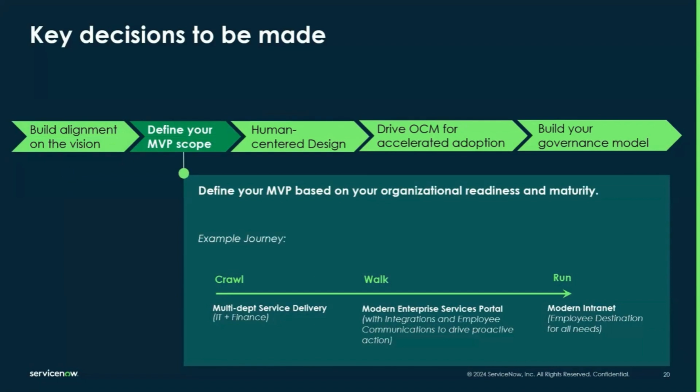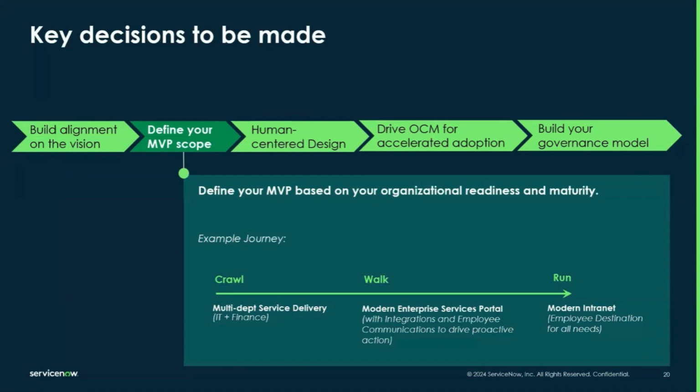We've got a great example here of what we call a crawl, walk, run approach. This isn't a one-size-fits-all solution, but it's a common path we've seen many organizations take successfully. In the crawl phase, you might start with multiple department services, focusing on key areas like IT and finance. This gets your feet wet and starts bringing value to the core of business functions. As you move into the walk phase, you're looking at a more modern enterprise service portal. This is where you start integrating more systems and incorporating employee communications to drive that proactive action. It's a big step up in terms of functionality and user experience.